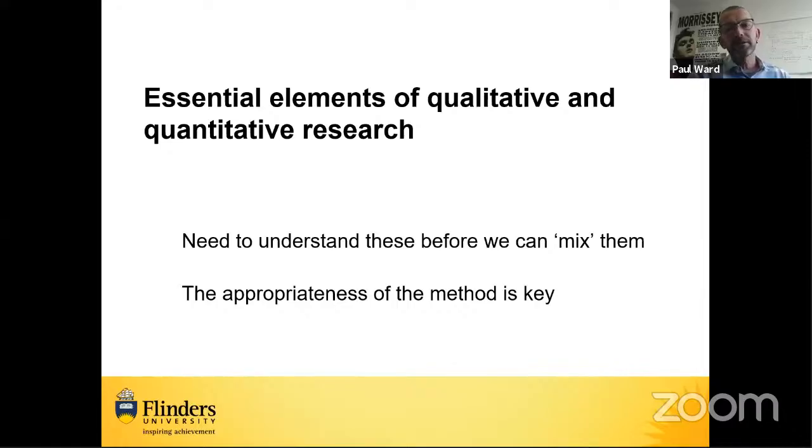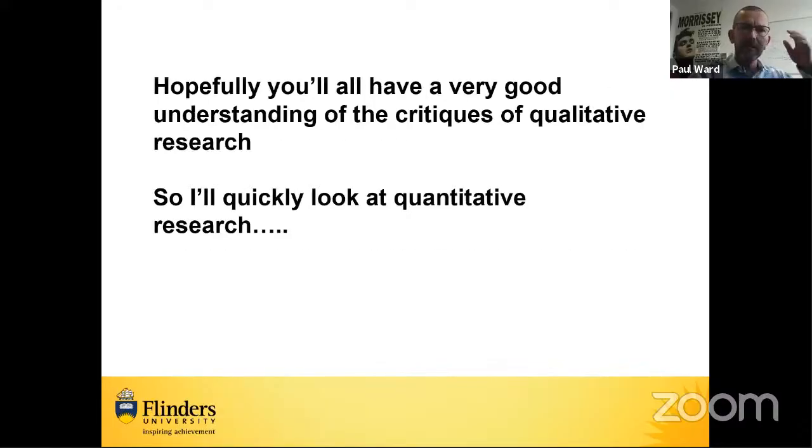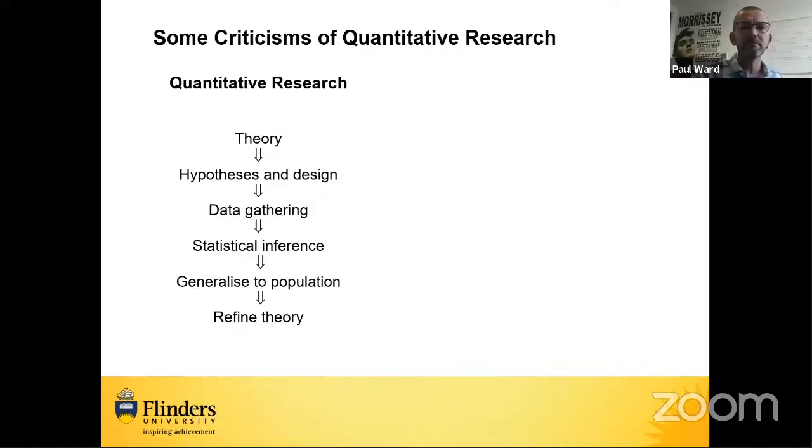So I think it's important to say, what are the elements of qualitative and quantitative research before we can mix them? Dinny's done a really good job of explaining qualitative research and what the benefits and limitations of qualitative research are. I think it's important to also look at quantitative research.